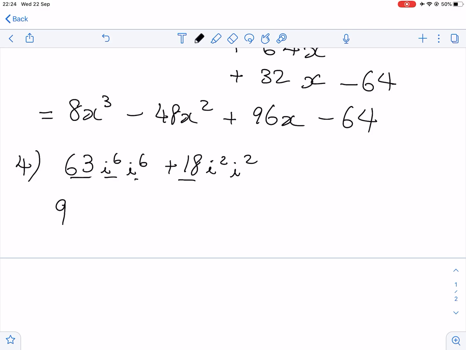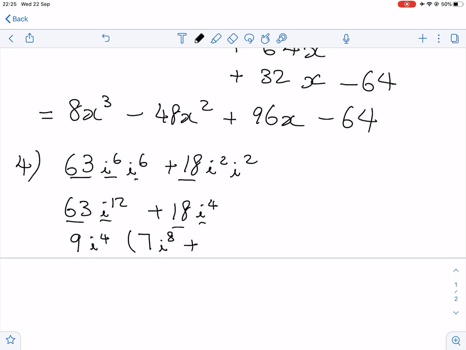So what is the power, using laws of indices? I can rewrite this as 63i^12 plus 18i^4. Then looking at the highest common factor, which is going to be 9. Then looking at our letters, I can take out i^4, bracket, I've got 9 times 7, gives me 63. Then I remember laws of indices, we do 4 plus 8 gives us 12, so then plus 2.